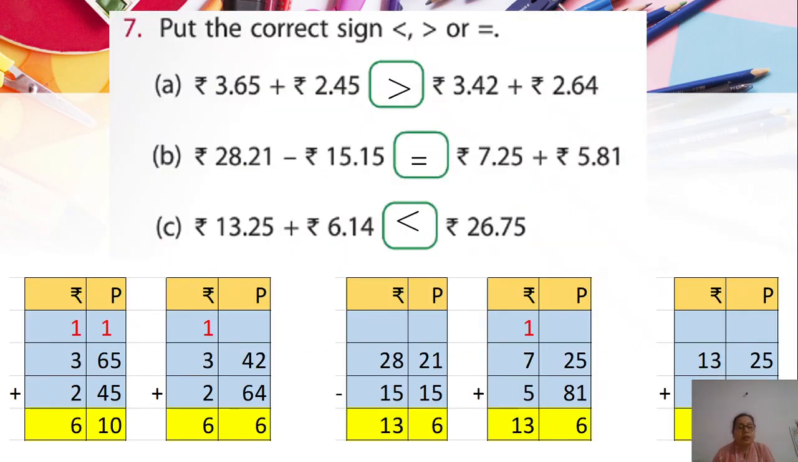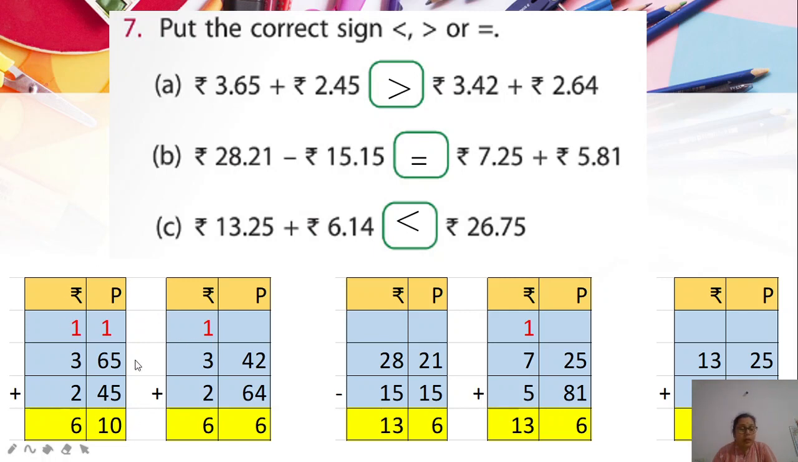My next question, question number 7, is saying, put the correct sign, greater than, less than or equal to. Just look at the A question. Rupees 3.65 plus rupees 2.45. We have to check which is greater, rupees 3.42 plus rupees 2.64. So what we are doing here? Firstly, we are doing addition of these 2 amounts. We are doing addition of this side also. And then we will check the final answer.